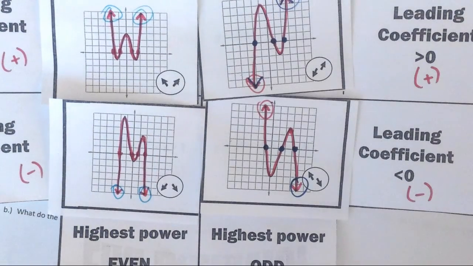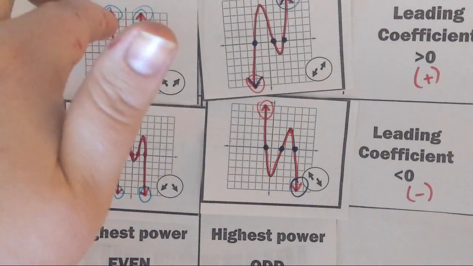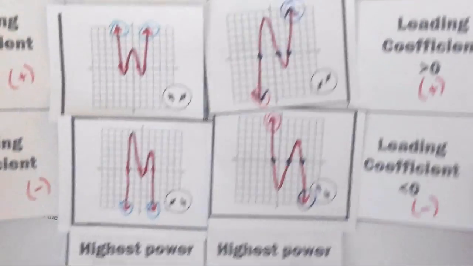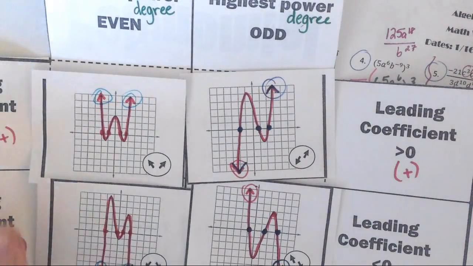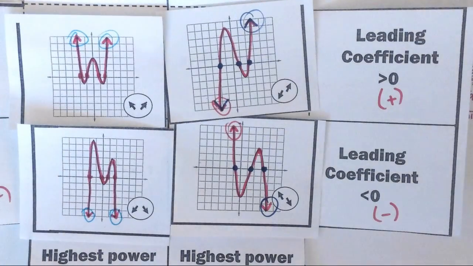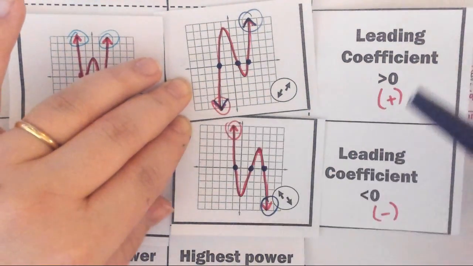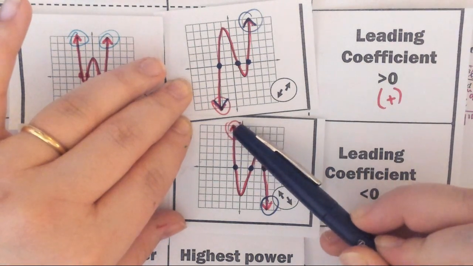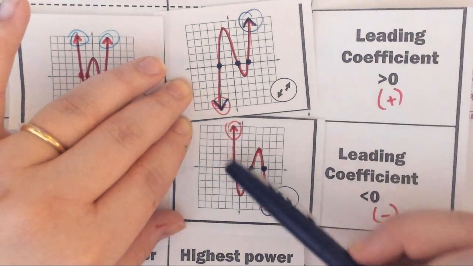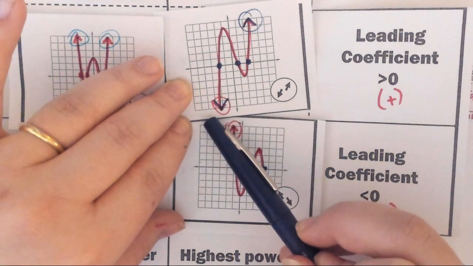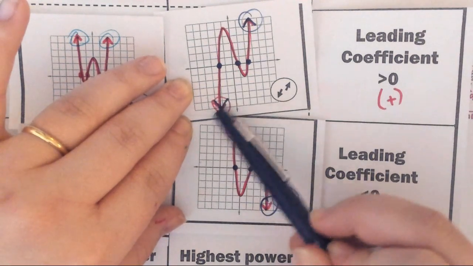So if it's an even exponent, our end behaviors match. They're both going the same direction. If it's an odd, they're going opposite directions, and it depends on if it's a positive or negative. If it's a positive, it always starts in the bottom left corner. And if it's a negative, it always starts in the top left, which to me seems counterintuitive. You would think, if it's positive, why is it starting in the quadrant where both are negatives? But don't overthink your life. I swear, anytime it's positive, it starts down here.